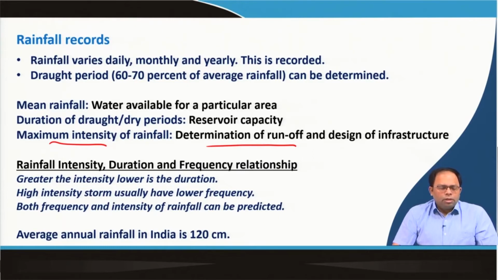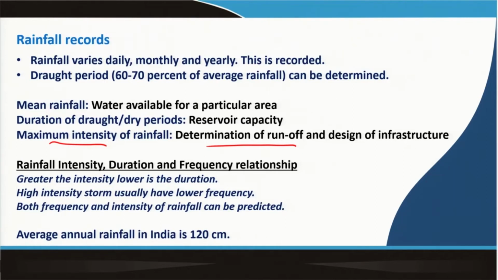There is also a relationship between rainfall intensity, duration, and frequency, and this relationship is a little bit complex. But there are some general trends, of course. For example, the greater the intensity, the lower the duration of rainfall. That is more or less what we have seen in most cases. So, if you have a very intense rainfall, usually it is of lower duration.